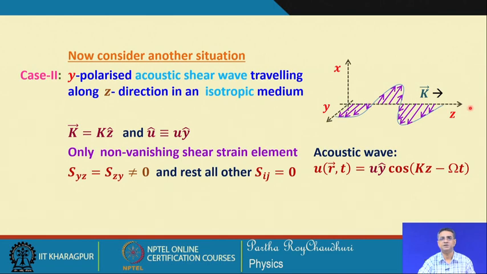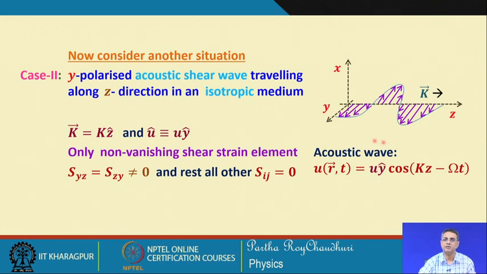changes as a function of z. So, this will be u suffix y with unit vector y. So, it appears in this form. We can as well write u y and then unit vector y, that will make this understanding simpler, but this is also fine. S y z and S z y are the only non-vanishing components.